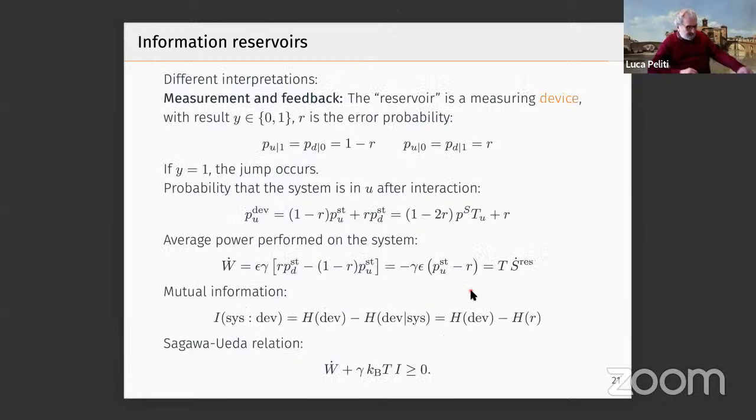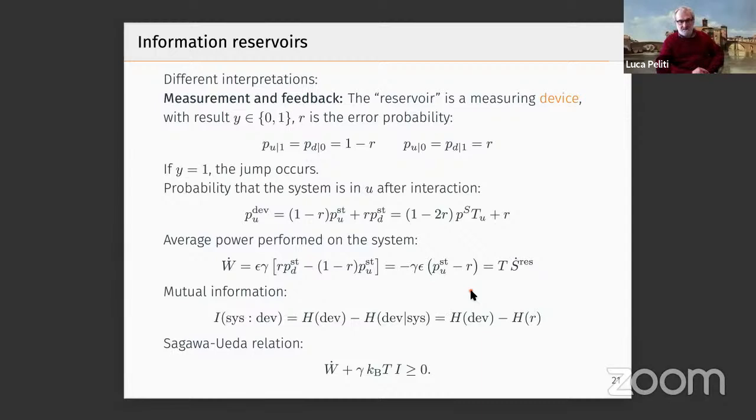Now, why are we introducing this model? It allows us to see that the same system can be interpreted in different ways. The first way is a measurement feedback. Instead of having a tape, we have a measuring device, and this measuring device attempts to measure the state the system is in. And in this case, R is the error probability.